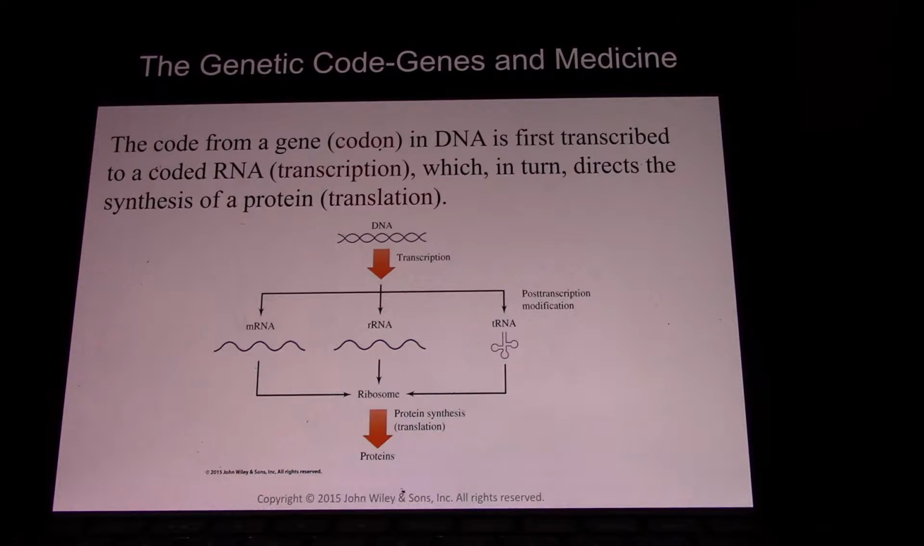The code from a gene in DNA is first transcribed to RNA, that's transcription, and then that messenger RNA is exported out of the nucleus via a nuclear pore, and then it lands on a ribosome, in which case it is turned into a protein, which is translation. So transcription is reading DNA and producing RNA. Translation is reading RNA and producing a protein.